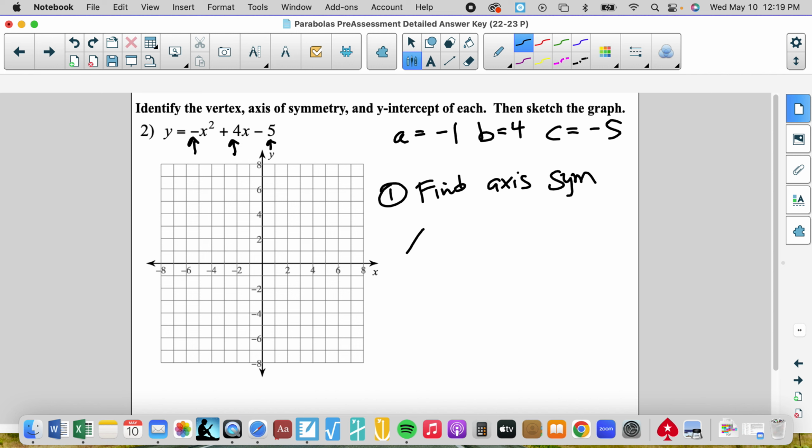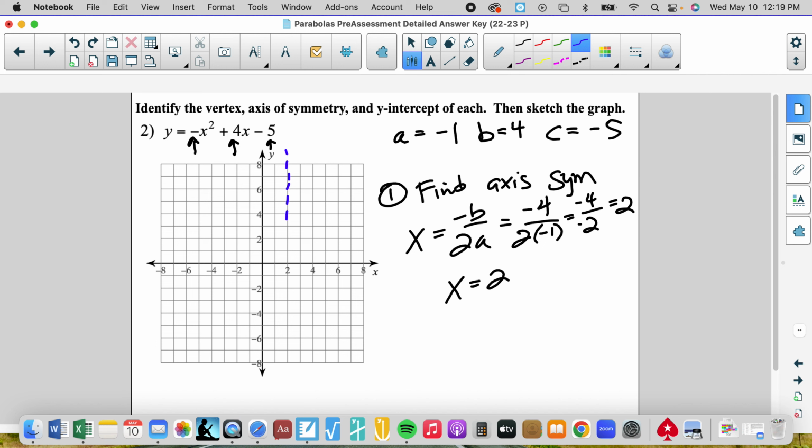Axis of symmetry, we use this equation. Opposite of my B value is 4, over 2 times A, my A value is negative 1. I get negative 4 over negative 2, which simplifies to positive 2 again. So I draw, much like I did in problem 1.